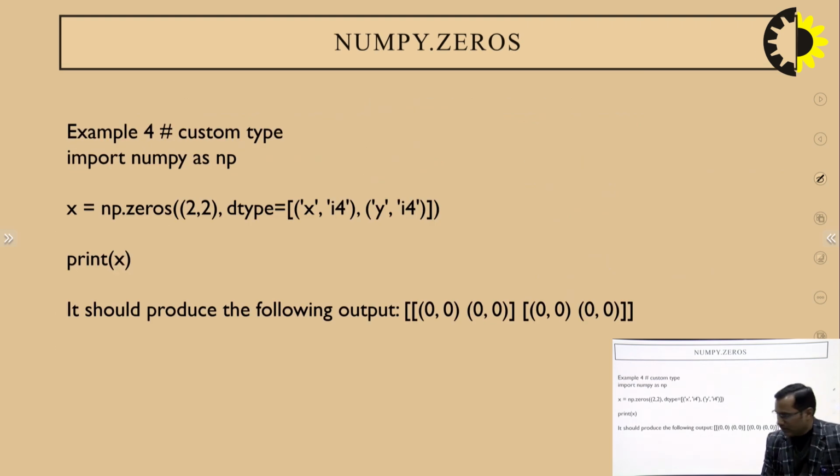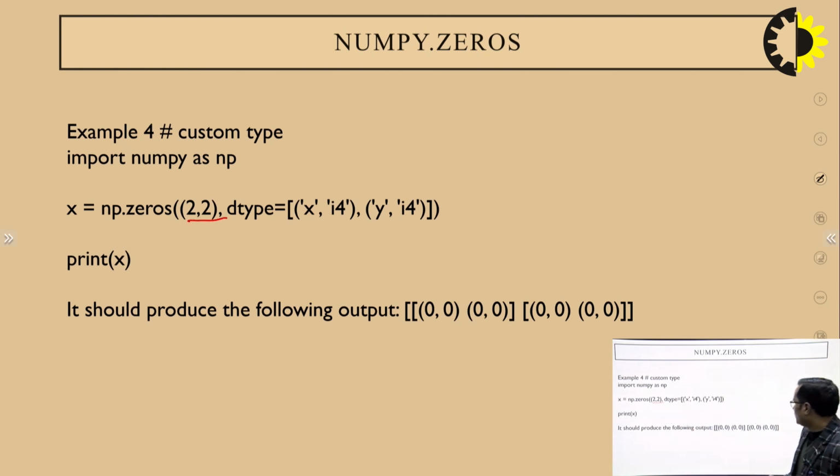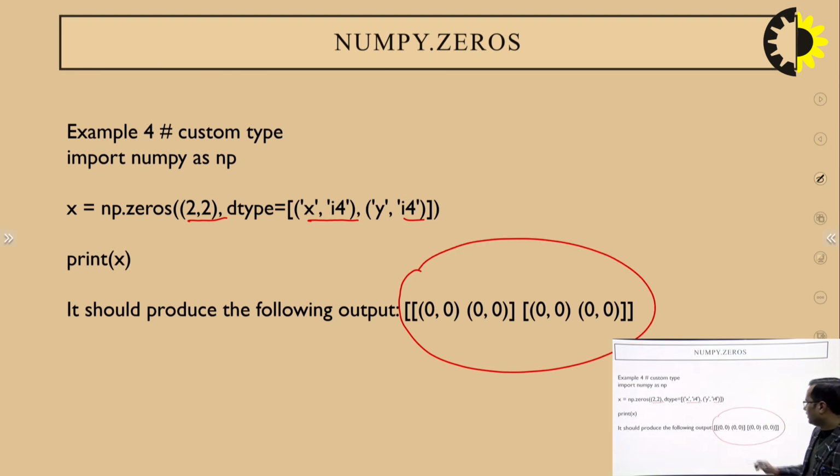We will look at the implementation part. And see here, this is another example and we have provided the shape here, that means 2 rows and 2 columns, and the dtype here is an integer of 4 bytes, and this is the output.